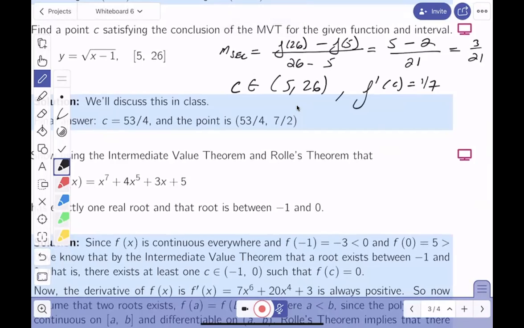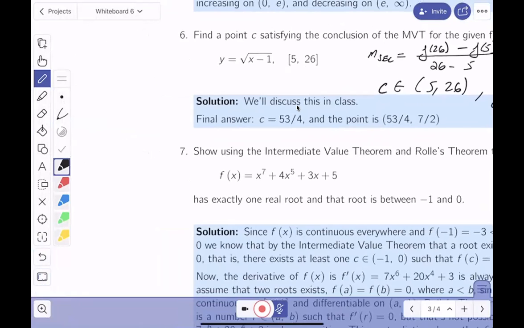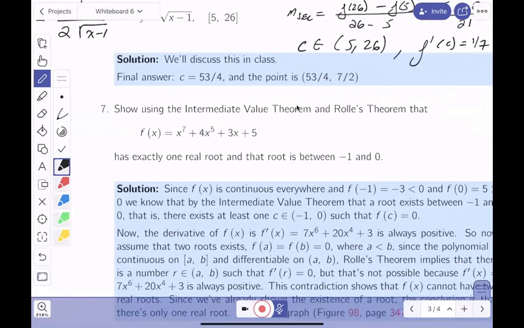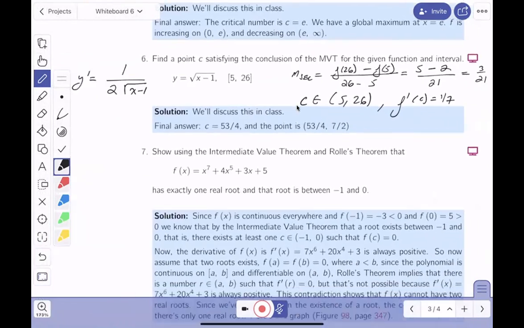I got to find that c. But before I do that, I got to find f prime. So what's f prime? Let's write this down. Y prime is going to be 1 over 2 root x minus 1. Let's write this over here. So 1/7 equals 1 over 2 root, I can't remember, c minus 1.